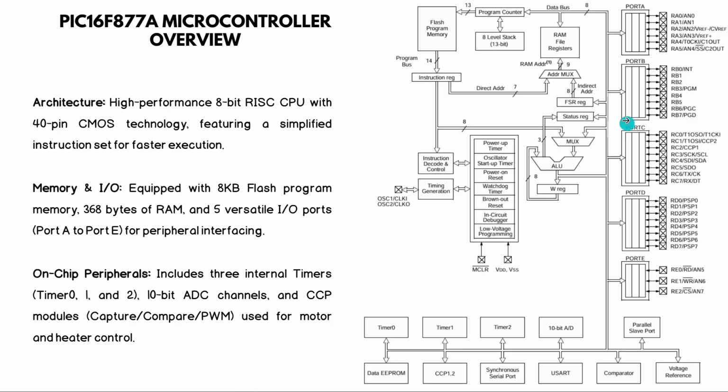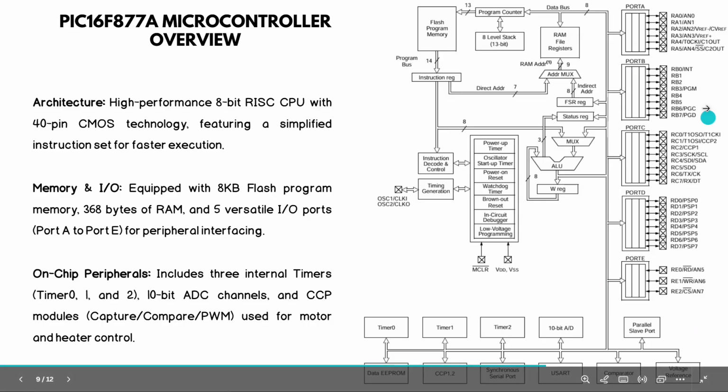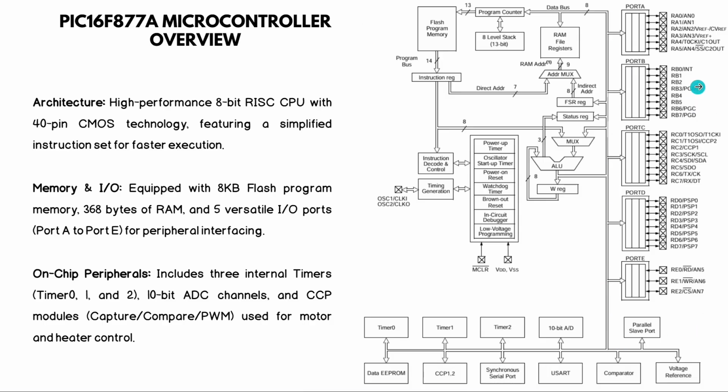The peripheral I/O ports, these are A to E. The first one, let us see, is Port A. Port A is an analog to digital converter, featuring 10-bit ADC channels. These can be used to read analog sensors, such as a temperature sensor to monitor the heat levels inside the microwave oven in the simulation.